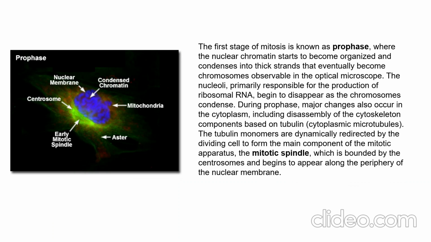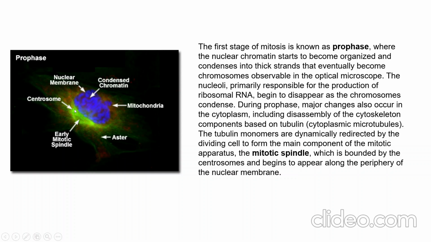Next is prophase, of course. That's the first phase of your entire M phase, or mitosis phase. And here you have the nuclear material starting to condense, and you can see it a lot clearer. And you have this early mitotic spindle forming here.